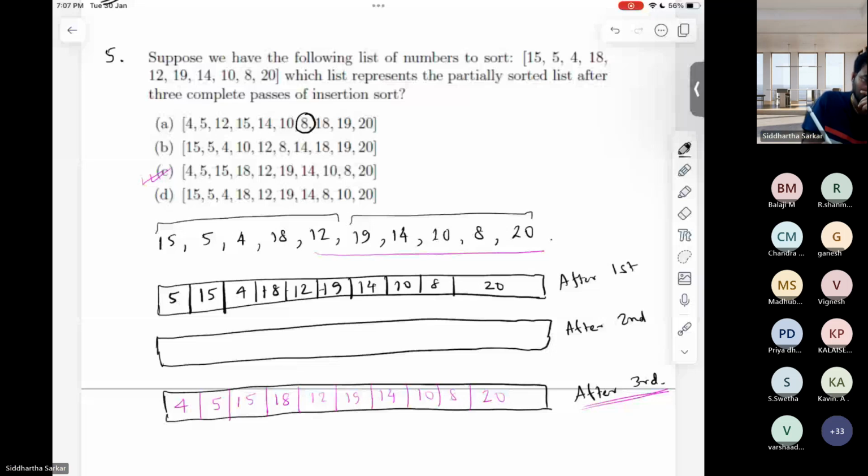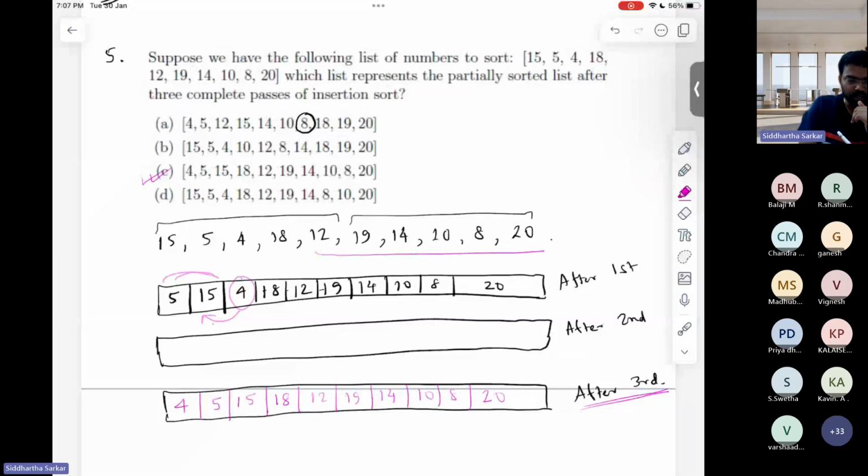Now, in the second iteration, the element at hand is 4. The question is, where should 4 be with respect to the elements on its left? So it makes a comparison between 4 and 15. It realizes that 4 should not be to the right of 15. 4 should rather be to the left of 15 because 15 is higher than 4. So it makes this swap. But that is an intermediate swap. There is a loop inside.